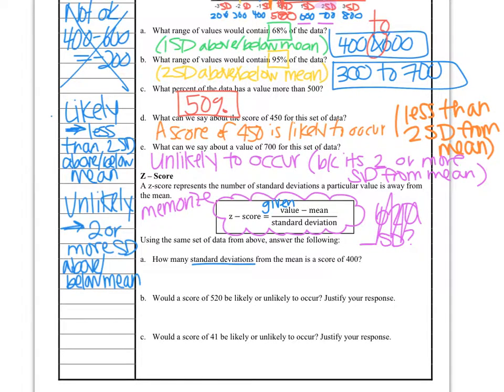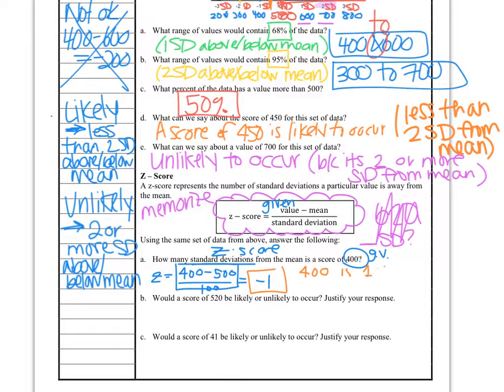How many standard deviations from the mean is a score of 400? That means we're going to find a z-score. So we start by saying z equals our given value of 400, take away the mean that was given to us way up above of 500, over the standard deviation of 100. You can type this whole thing into your calculator at once or do it in your head, but this will give us a -1.